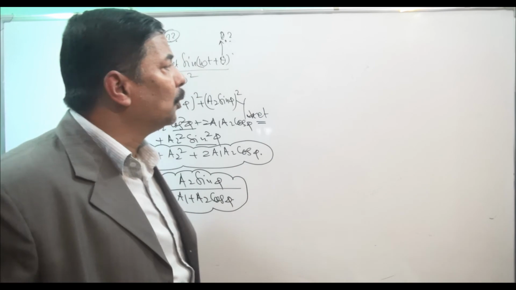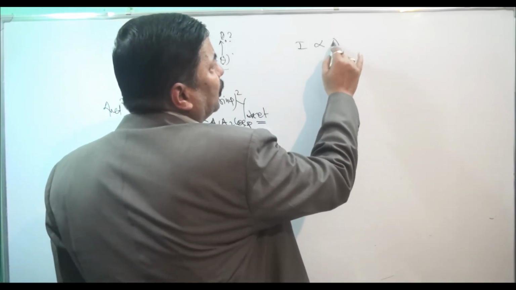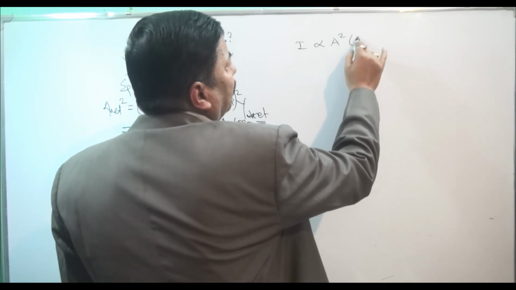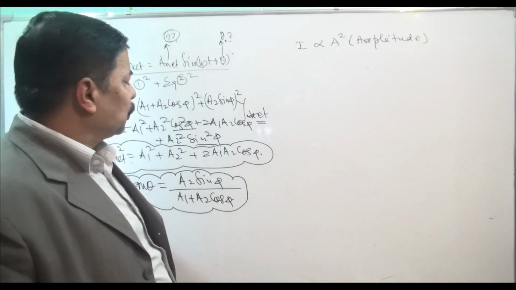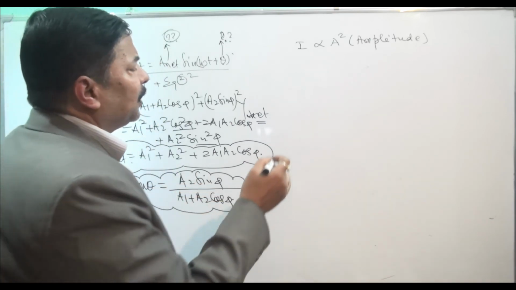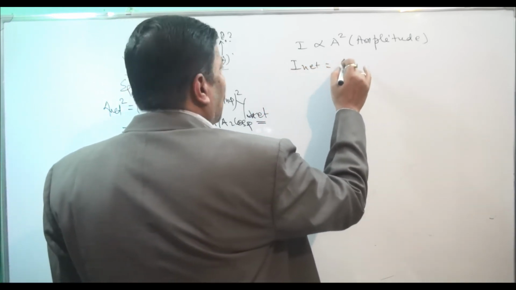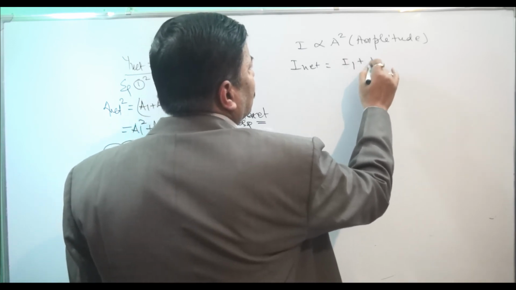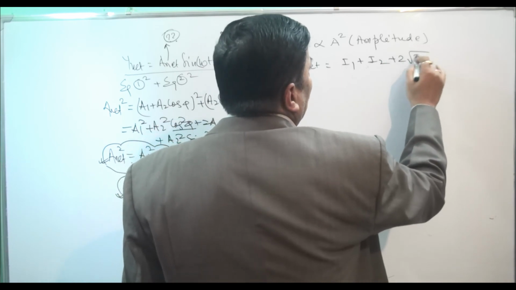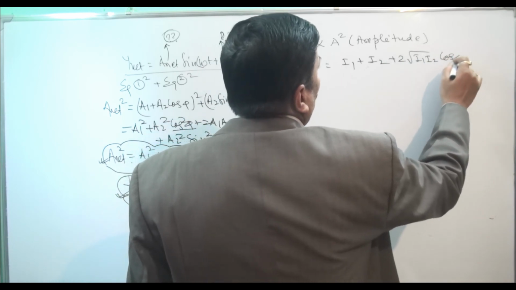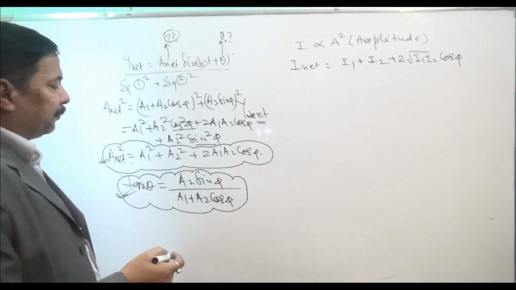You already have the idea that intensity is proportional to amplitude square. So if we see the resultant intensity I net, we will get I1, the intensity of the first source, plus I2, the intensity of the second source, plus 2 root I1 I2 cos phi. This is the net intensity. I varies as amplitude square.